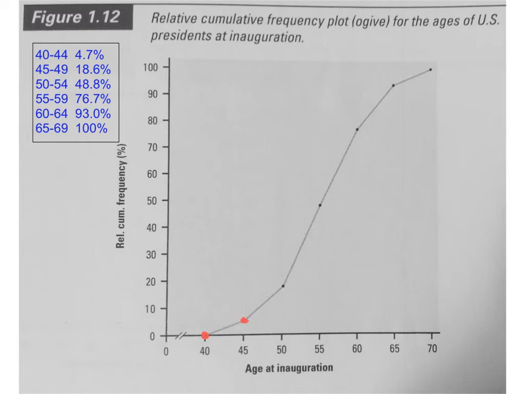At 45, we had 4.7% inaugurated before that age, and so forth and so on, up to 100% at what would be the start of the next class, would be 70 up to 75.